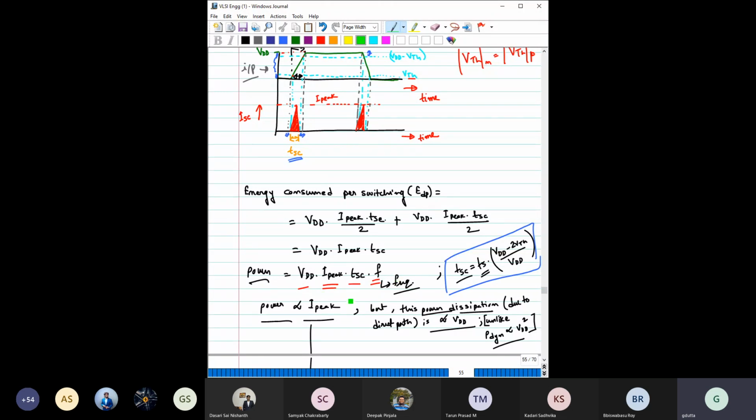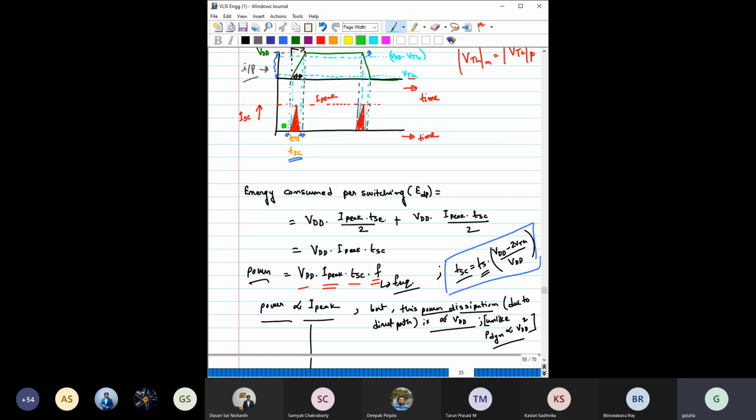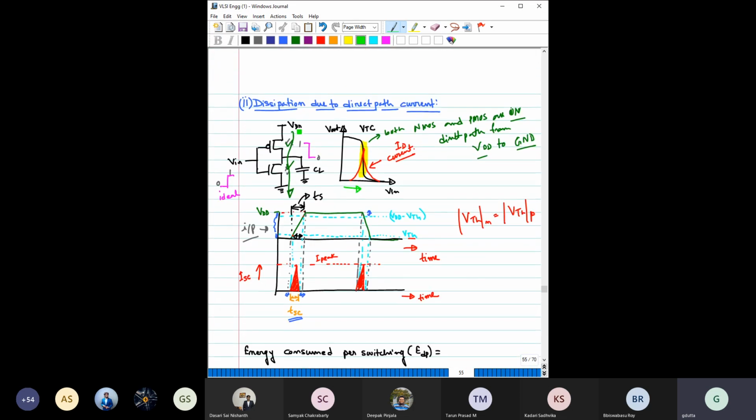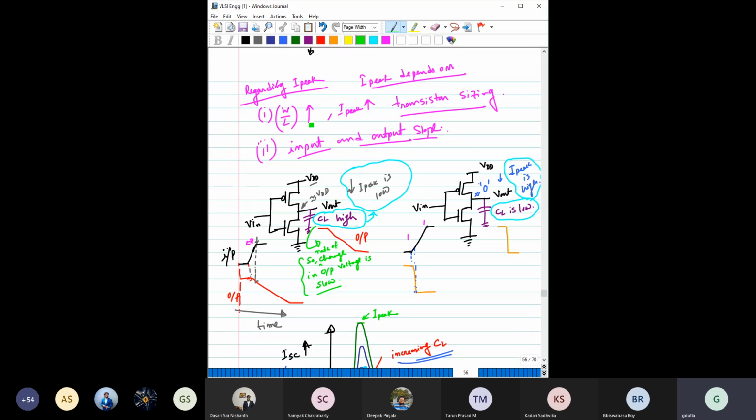From this, we have also seen the power dissipation is proportional to I peak, that is the peak current that is flowing from this VDD. And in the later page we have discussed that this peak current depends on this W by L ratio as well as on the input and output slope. That is very important. The input and output slope basically depends on the output load capacitance, right? So depending on the load capacitance, the rate of change in output will be determined, and depending on that you can also see what would be the I peak.